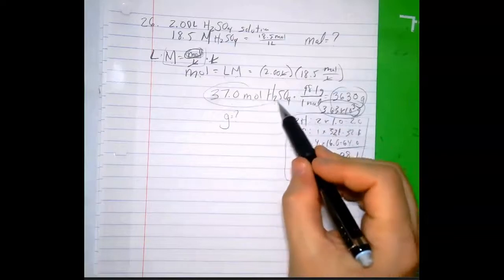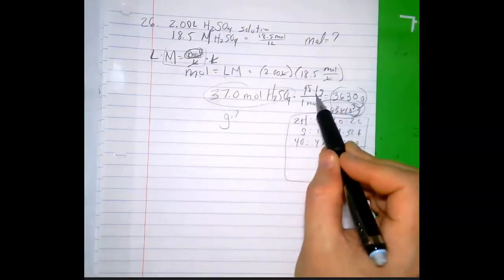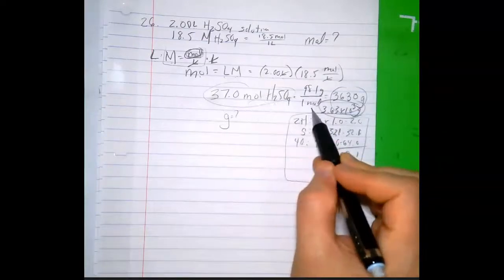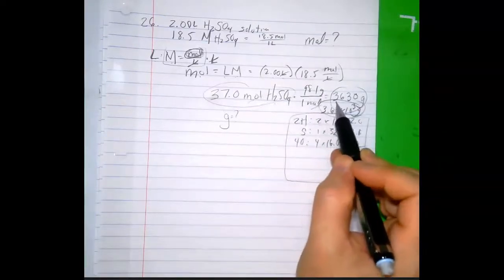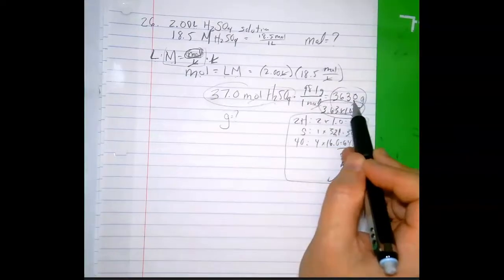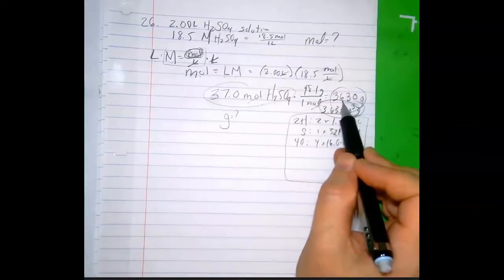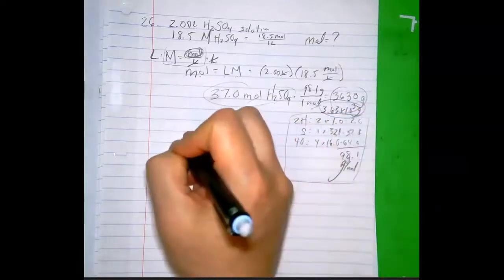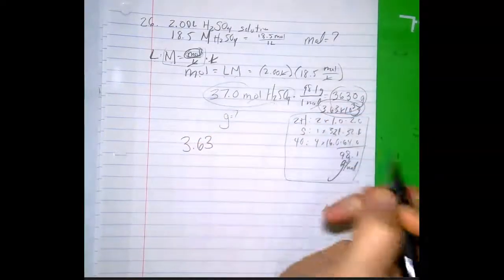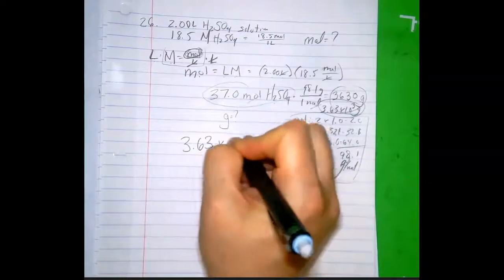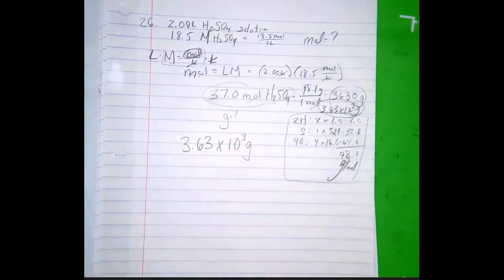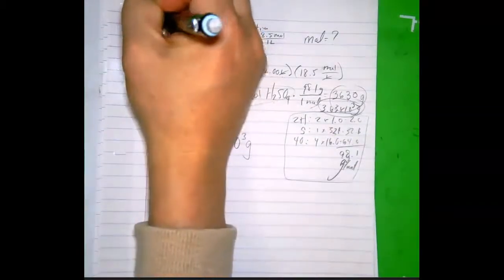Then I have my first answer here. I multiply that by 98.1 grams per mole. I have grams on the top this time because I want moles to cancel out. And I get 3,630 grams. I write that in scientific notation as 3.63 times 10 to the third grams. That one's kind of a jumbled mess, so let's do 26B together. Again, that was 26A.